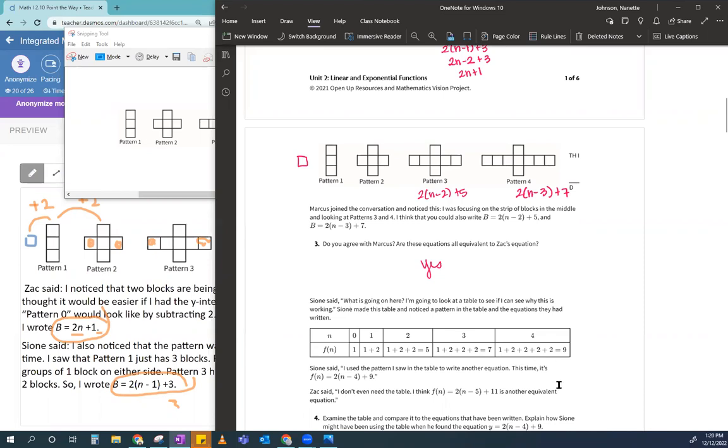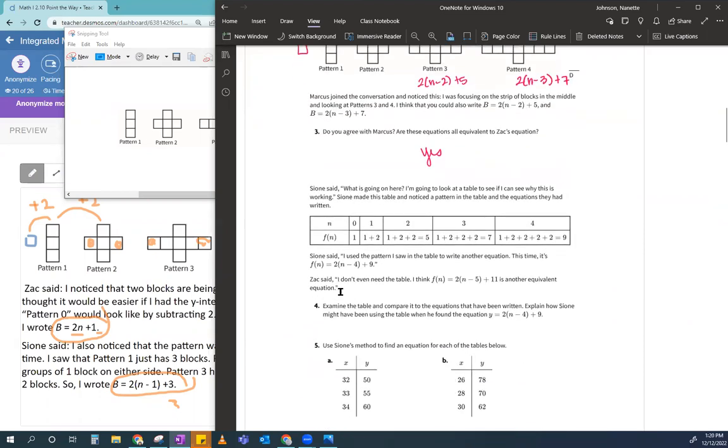Does that make sense? So then Zach says, I don't even need the table. I think 2 parentheses n minus 5 plus 11 would give me another equivalent equation. Do you guys agree?